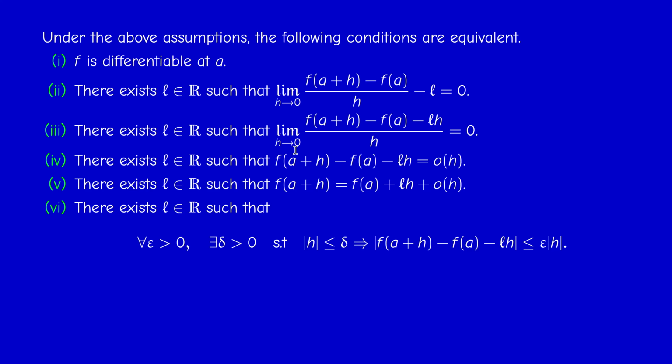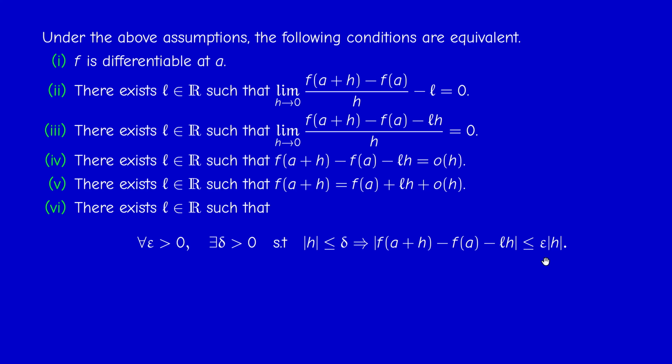Now, or if you like, if you go back to the definition, for every epsilon positive, we can find a number delta such that if h is sufficiently small, is less than delta, then the difference between f of a plus h and f of a plus Lh is less than epsilon h. So all these precisely mean the same thing.